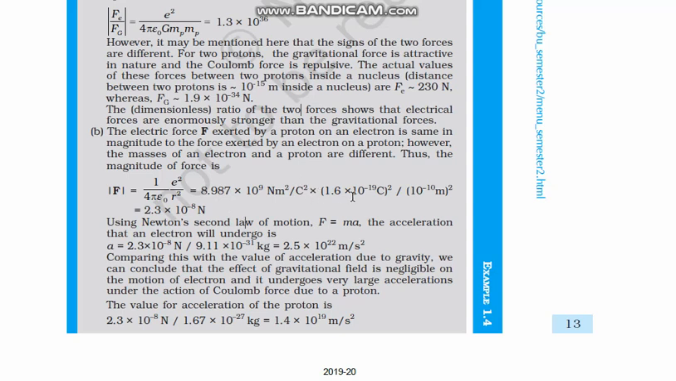Okay, so this is a huge number. This number, 1 upon 4 pi epsilon naught, you have already seen. Now e square, 1.6 into 10 to power minus 19, this is coulomb square, and radius 10 to power minus 10 squared. When you calculate this, it comes out at 2.3 into 10 to power minus 8 Newton.